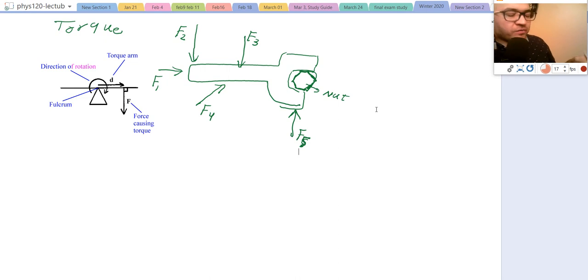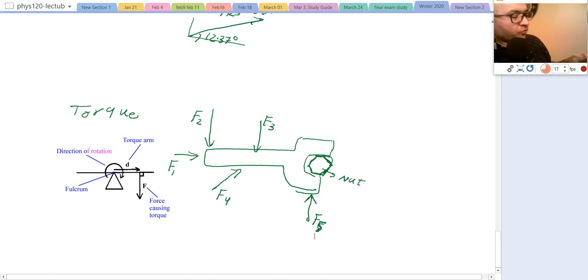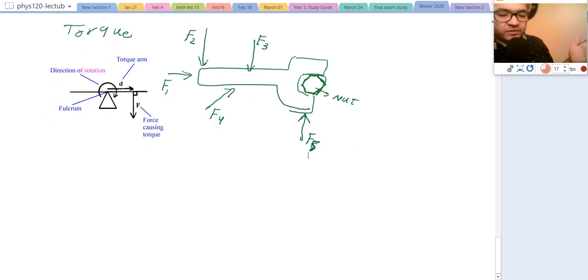Now, let's talk about some terminologies. We have the torque arm. The torque arm is the perpendicular distance to the force. We have the fulcrum. The fulcrum is like a pivot point, a point of rotation. Then there is the point that we want to find the torque about.